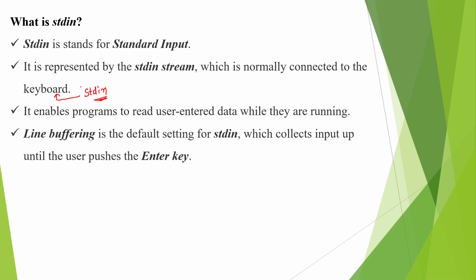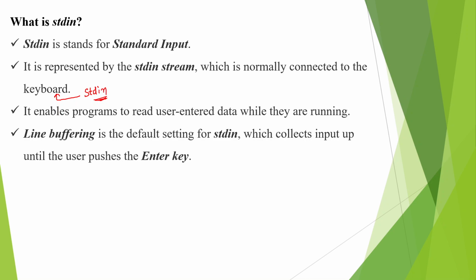stdlib.h, standard io.h. Okay, so it enables programs to read user-entered data while they are running. So while your program is under execution, through this reference, through this pointer only, we are going to read the user-entered data from the keyboard, from the standard input device, into our program application.